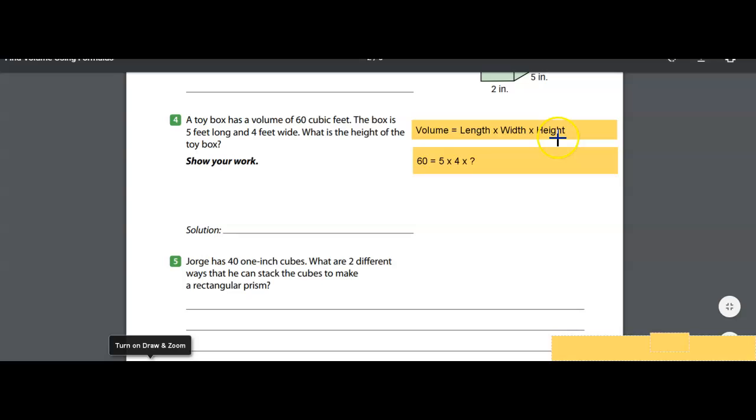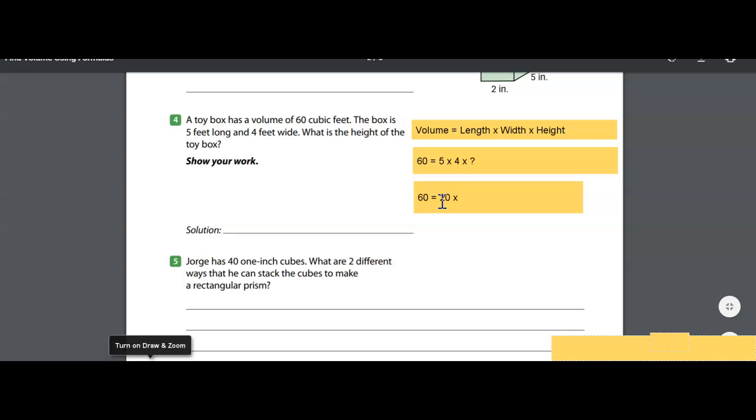So let's see, what do I have here given to me? I've been given the volume of my toy box, which is 60 cubic feet. So I can plug that into my formula, 60. This box is 5 feet long and 4 feet wide. What is the height? So I can plug in my length, which is 5, and I can plug in my width, which is 4. Now I can go ahead and break this down a little further. So I know my volume is 60, and I know 5 times 4 is 20.